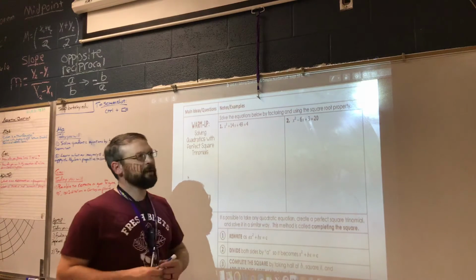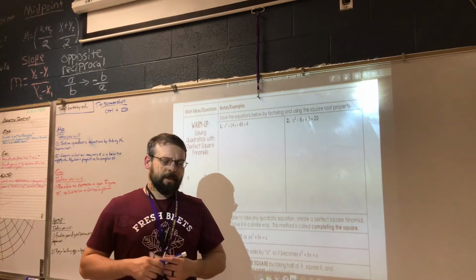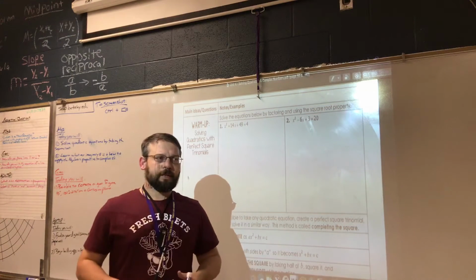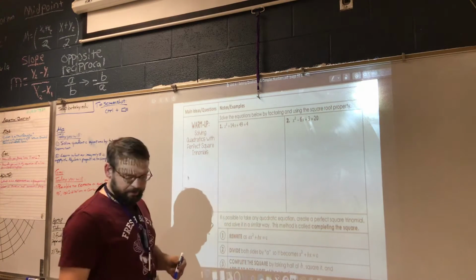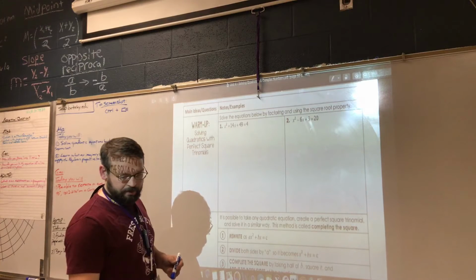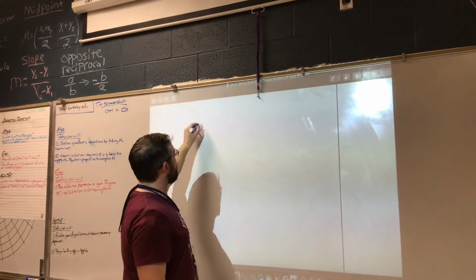So completing the square, here's what it means. Not all trinomials are able to be factored. Like for instance, let's use an example. Let me zoom in so I've got a little white space here. So if I had a trinomial, let's see.